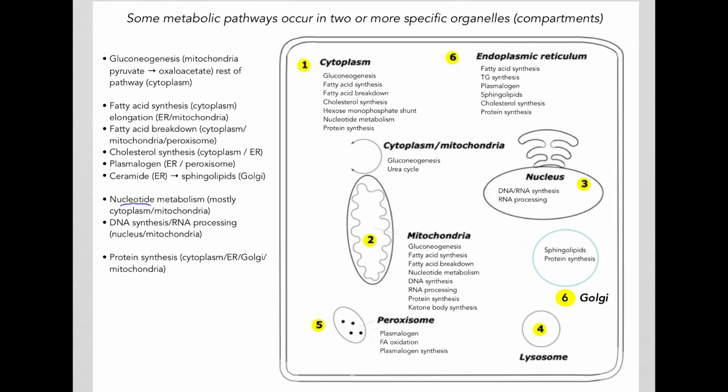Most of the nucleotide metabolism occurs in the cytoplasm, a little bit in the mitochondria. DNA synthesis as well as RNA processing occurs in the nucleus for the nuclear DNA as well as the mitochondria for the mitochondrial DNA. Protein synthesis involves the cytoplasm, ER, Golgi, as well as the mitochondria.